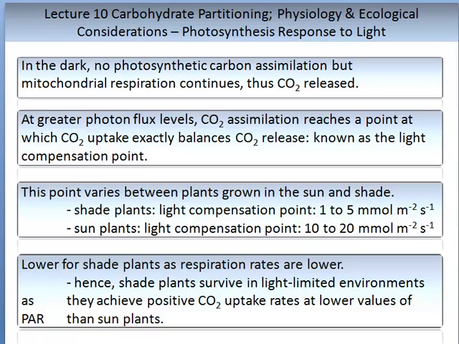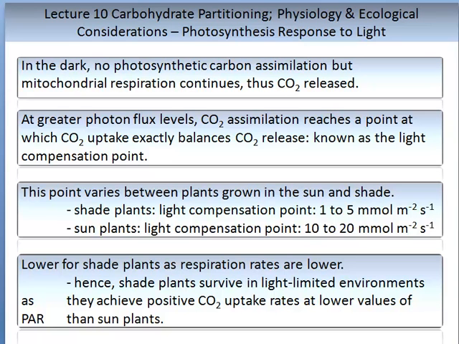So let us look into a little bit more detail about the photosynthetic responses to light. In the dark, as we have learnt in lectures 6 and 7, in C3 plants there is no photosynthetic carbon assimilation. But mitochondrial respiration continues, and so you get carbon dioxide released from the leaves. At greater photon flux levels, or higher light levels, CO2 assimilation reaches a point at which carbon dioxide uptake exactly balances carbon dioxide release. This is known as the light compensation point.